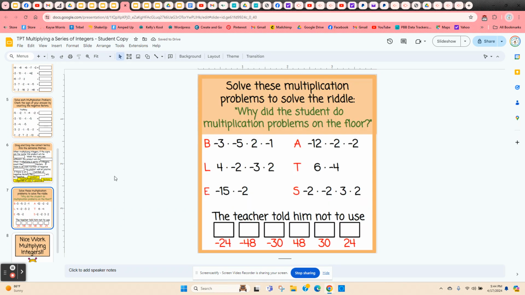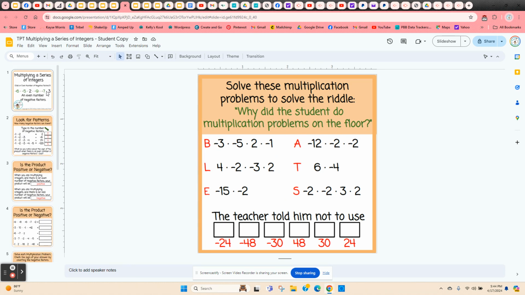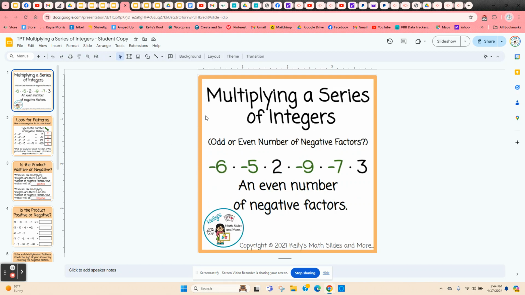The final slide has a riddle, and students are going to solve that by first solving each of these multiplication problems. They're going to find their answer down here, and they're going to type the letter that's next to each problem. And they should solve the riddle, why did the student do multiplication problems on the floor? So this is a fun lesson for the students, multiplying a series of integers.